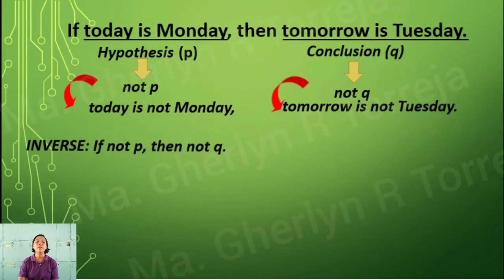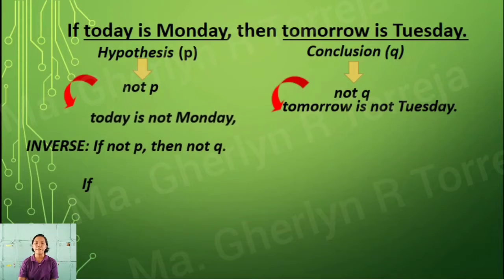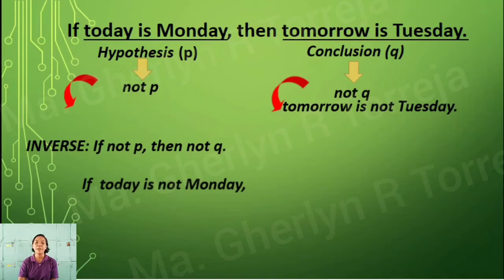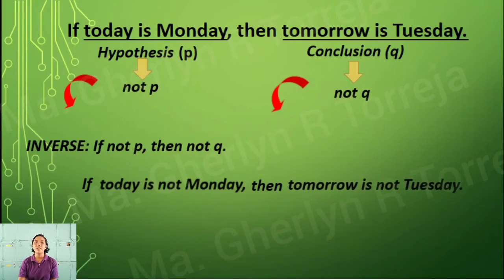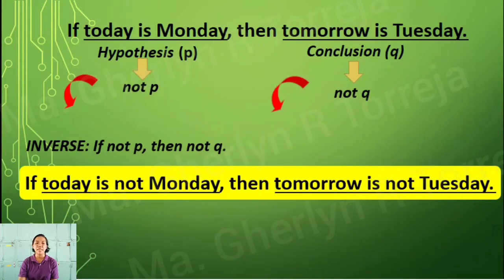Nice. Now, let us determine and write the if not P, then not Q, or the inverse statement. If today is not Monday, then tomorrow is not Tuesday. Therefore, our inverse statement is if today is not Monday, then tomorrow is not Tuesday. Nasundan po? Okay, proceed na tayo sa last one.